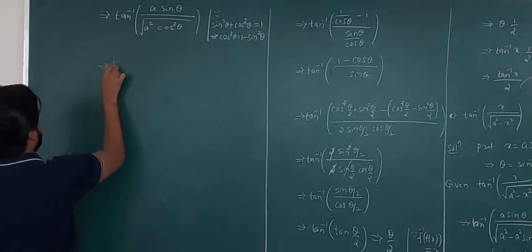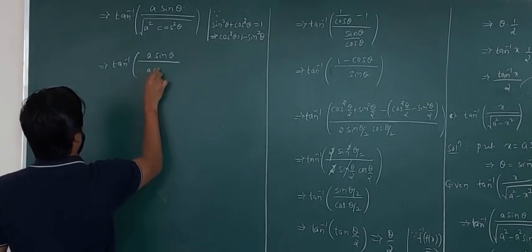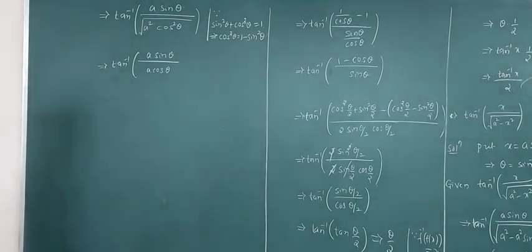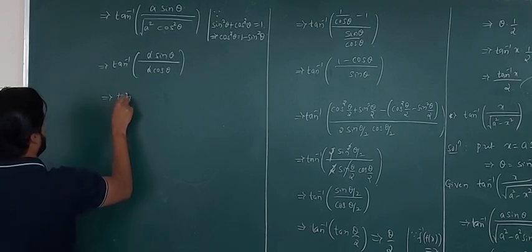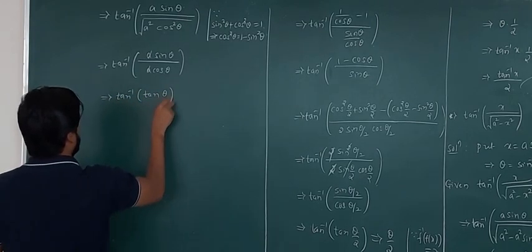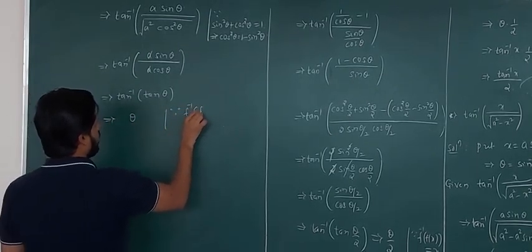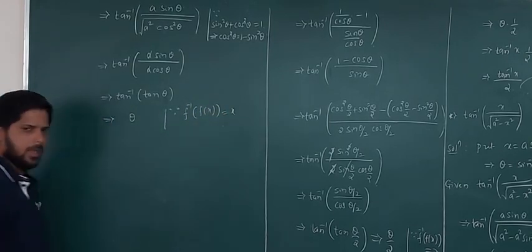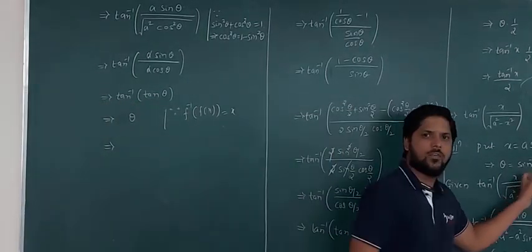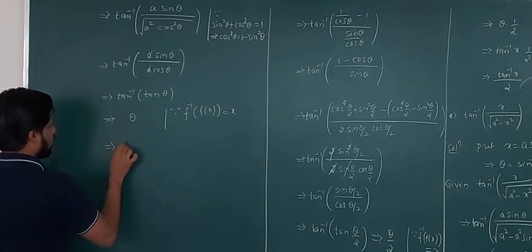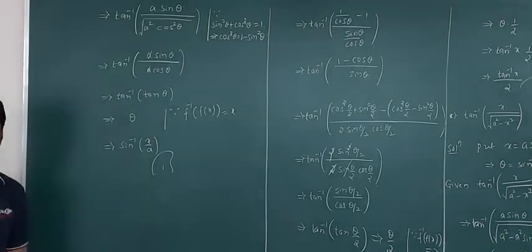So this implies tan inverse of a sin theta divided by a cos theta after removing the root. Here a gets cancelled. We know that sin theta by cos theta is equal to tan theta. So tan inverse of tan theta equals theta, because f inverse of f of x is equal to x. So what is theta here? We have the value, that is sin inverse of x by a, which is our required solution.